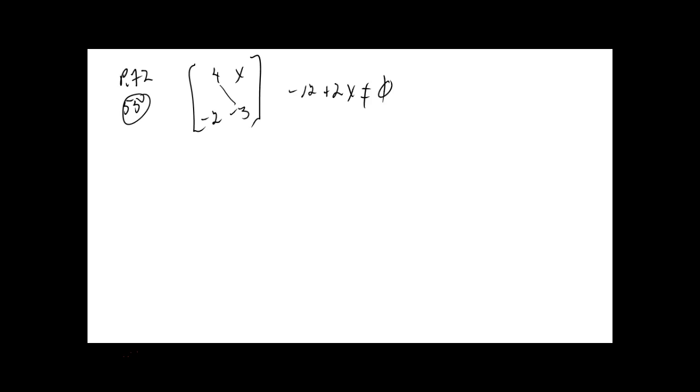Okay, can you solve the inequality? Second, add 12 to both sides. And what do you get? 2x is not equal to 12. Divide both sides by 2, and that gives you x is not equal to 6. Okay? And notice your answer here. Hint, hint, I wrote it as x is not equal to. Does that make sense?